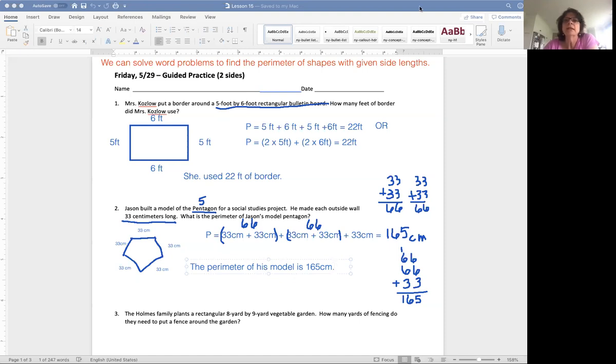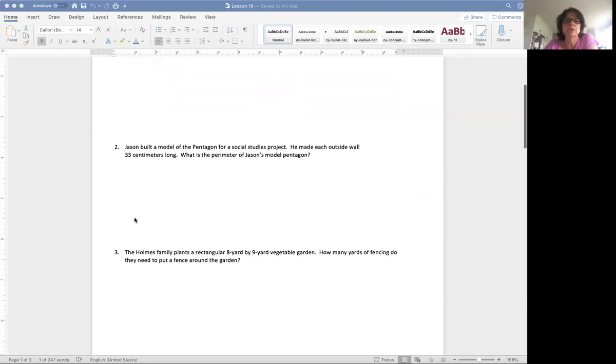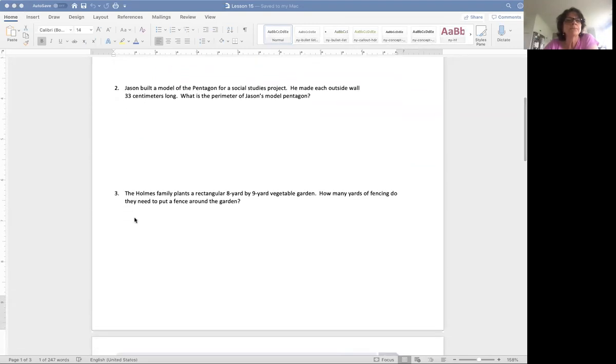So let's go on to the next word problem. I'm going to clear all of my drawings here. Okay, and we'll go on to the last one on this side. Remember, I said I'm going to do 2 videos for this. All right. This says, the Holmes family plants a rectangular 8-yard by 9-yard vegetable garden.